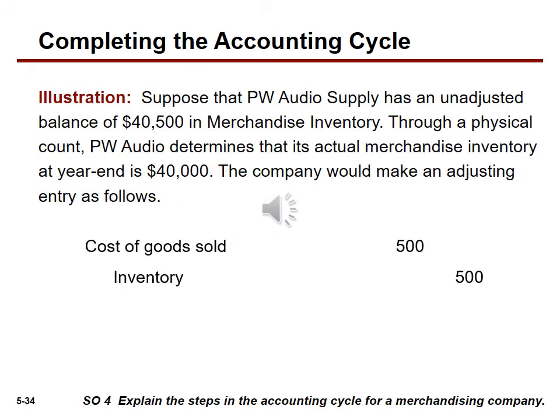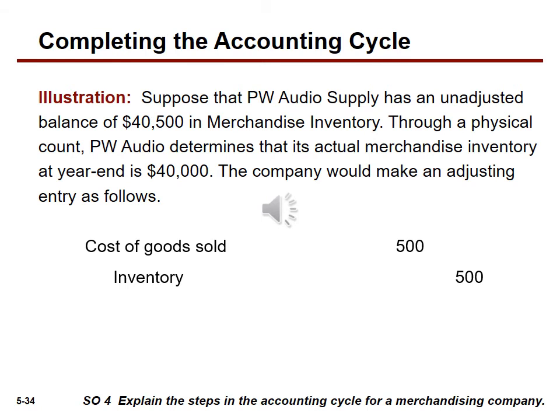To do this here, we're going to suppose that PW Audio Supply has an unadjusted balance of 40,500 in merchandise inventory. Through a physical count, they made a stock count, and PW Audio determines that its actual merchandise inventory at the year end is 40,000, meaning that the actual amount of goods that they have is $500 less than what they have on their records. So the company would make an adjusting entry as follows.